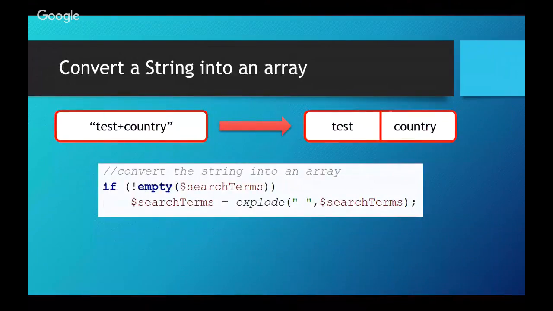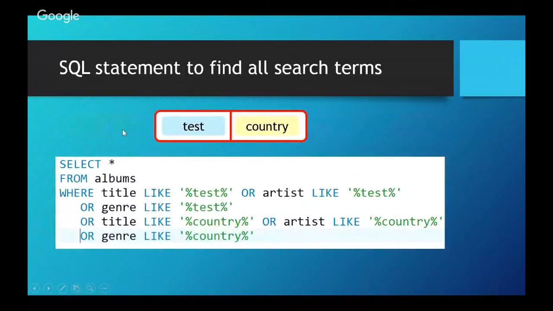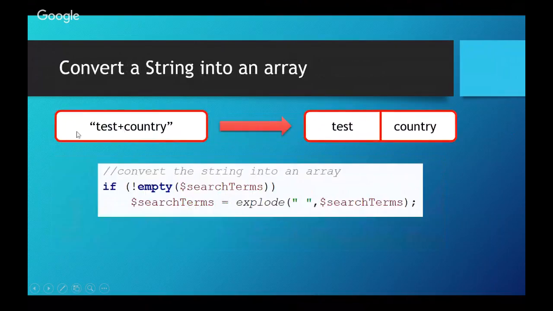So up in our query, we have this test. Oops, my apologies. Test plus country. It's one string. But what we need in our SQL is we need to use the word test and we need to use the word country. Two separate things. And that's where this little bit of PHP will come into play.